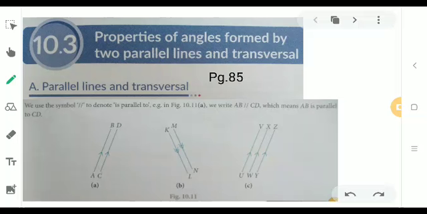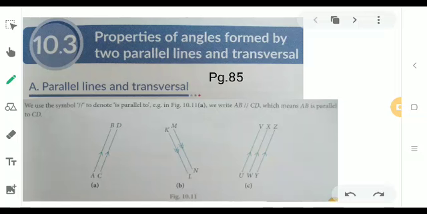Hello guys, this time we are going to learn from your textbook chapter 10.3, which is about the properties of the angles formed by two parallel lines and a transversal. Before we go deeper into the concepts, let us understand what these two terms mean.